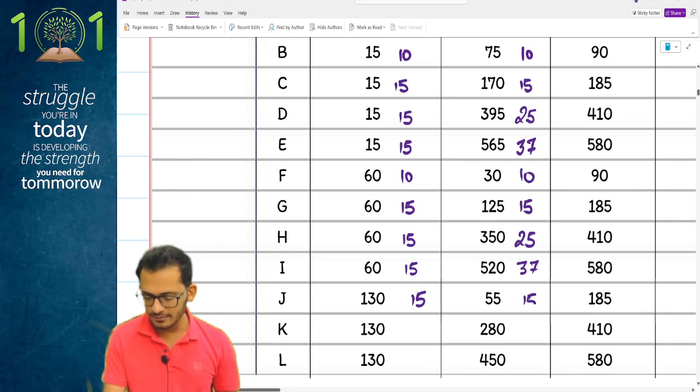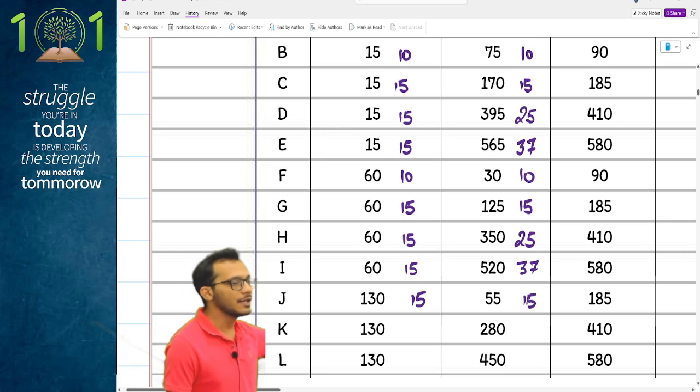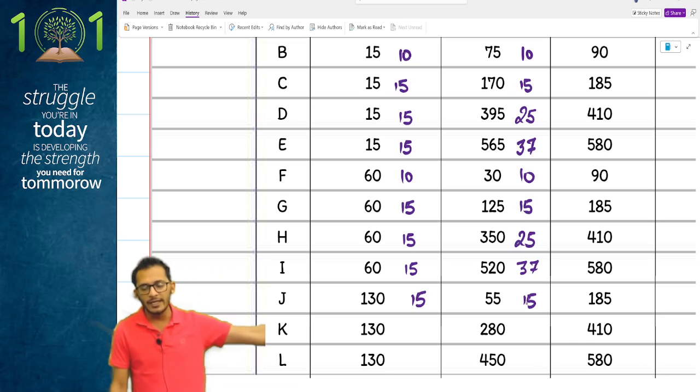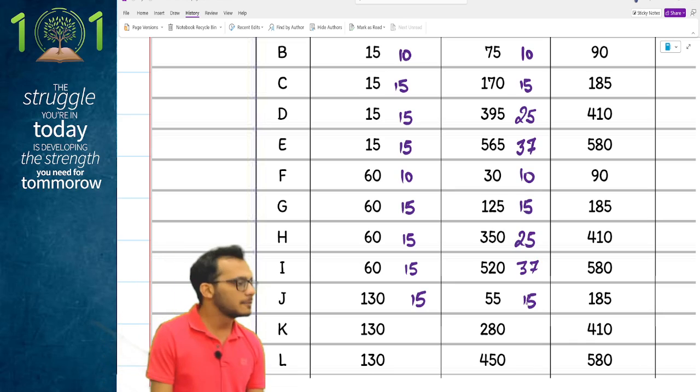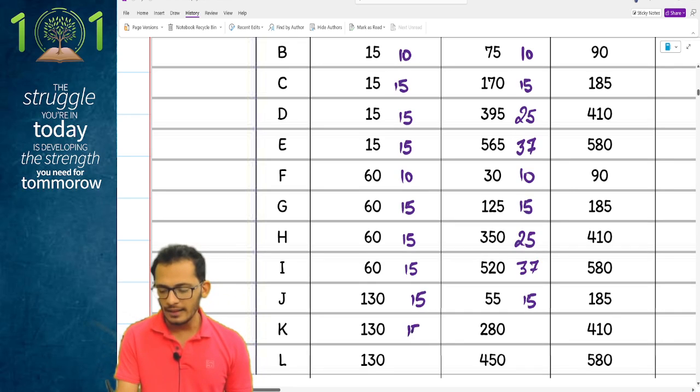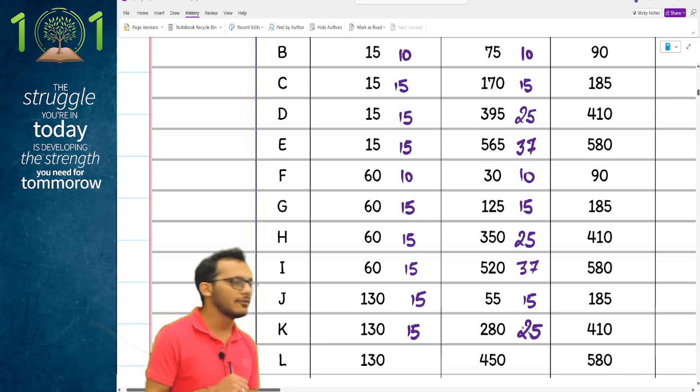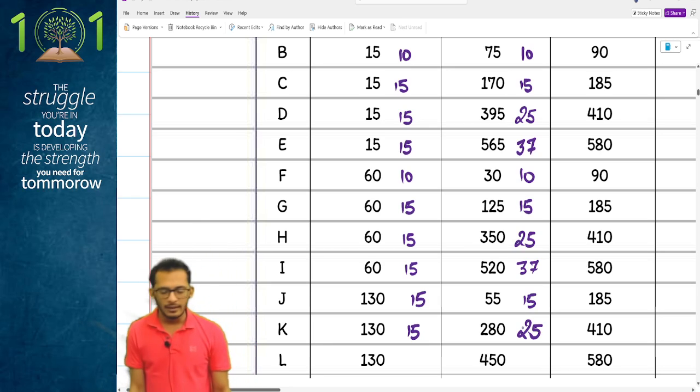Here is where the game starts. My special income is 130. My other income is 280. My total becomes 410. Income will be split. Special becomes 15, other becomes 25. More than 2 crores, less than 5 crores. Correct.